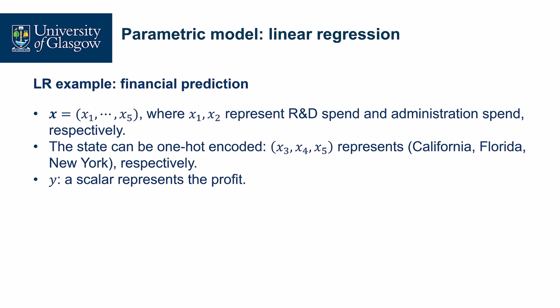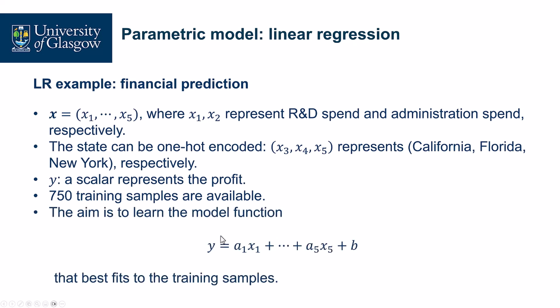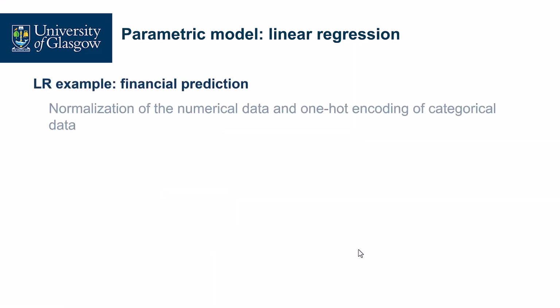From the 1,000 samples, I select 750 as the training data set. Remember, the rule is that the training data set should be larger than the test data set and at least 60%. Here I select 75%. I want to learn such a model: Y equals A1 multiplied by X1 up to A5 multiplied by X5 plus B, the intercept. Now I need to use some method to find the best A1 to A5 and B. So let's see how it goes.